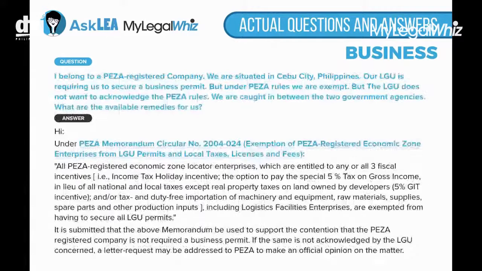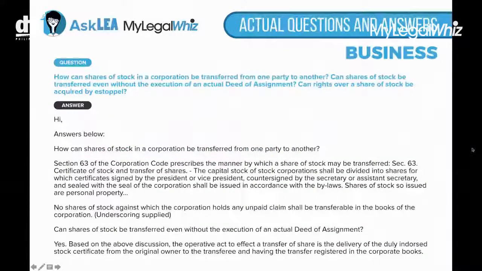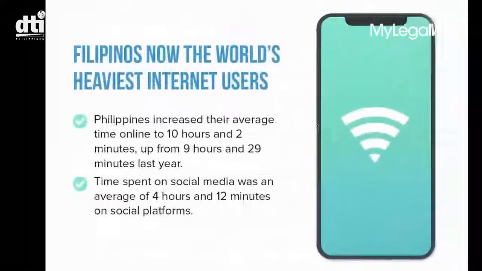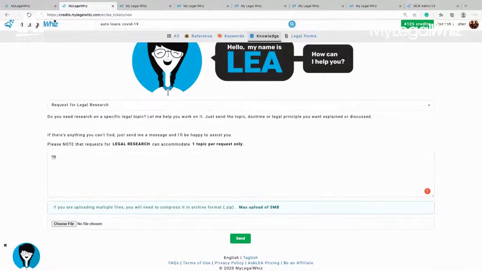And we also get very complicated and detailed questions like this one. I belong to a PESA registered company. We are situated in Cebu City. Yan. They will describe their situation, then we will answer them with legal basis. Yan po ang Ask Leia. That's how we answer our clients dito sa MyLegalWhiz.